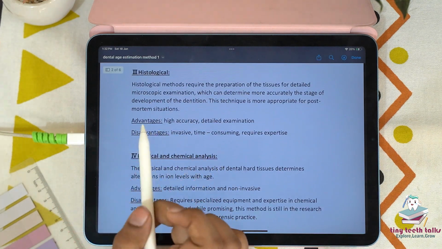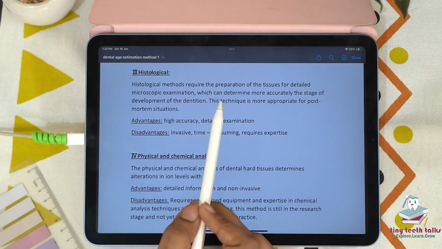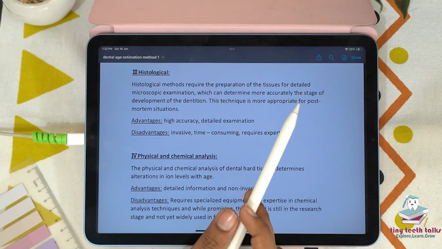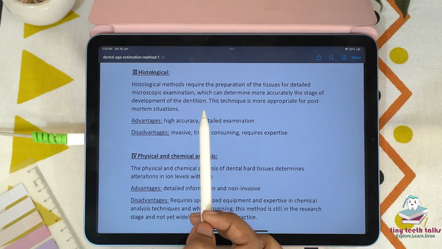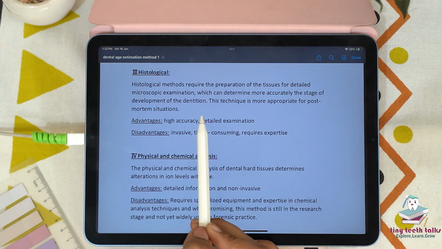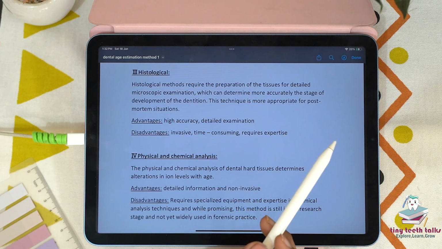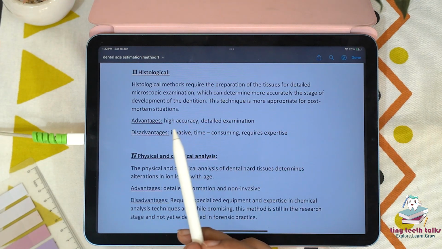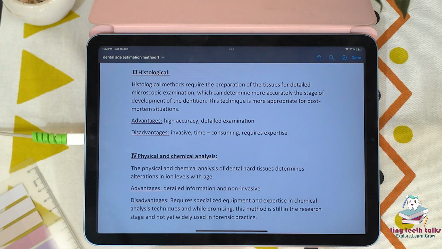Coming to the third, histological. Histological methods require the preparation of the tissues for detailed microscopic examination, which can determine more accurately the stage of development of dentition. This technique is more appropriate for post-mortem situations. Advantages: high accuracy. Provides precise and detailed information about the developmental stage of the dentition. Detailed examination allows for a comprehensive analysis of the tooth's microstructure.